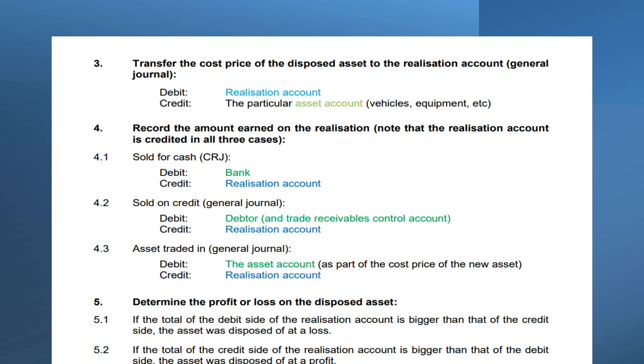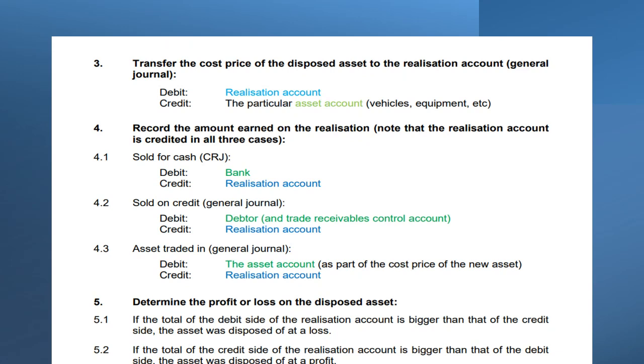Let's say we sold this asset on credit. You're going to debit what? Your debtors, because if you sold it on credit, they will be owing you money. And debtors is an asset increase on the debit side. And then what were you going to credit? The realization account.